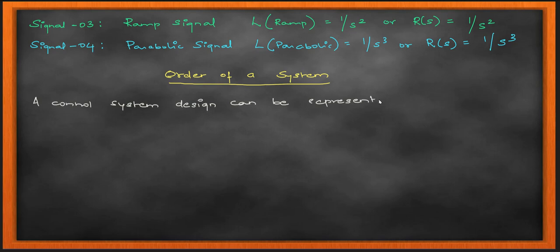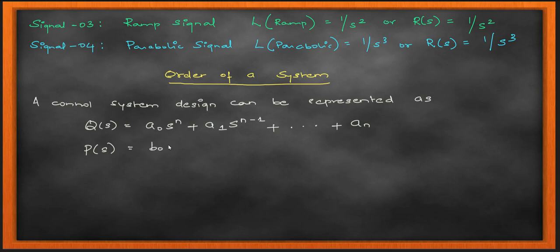Next is the order of a control system. The order that we are talking about here is about your control system, and it is not the same as the mathematical order in the mathematical linear systems you have seen till now. So what is the order of a control system? In control systems, we decide the order of the system by Q of S by P of S.